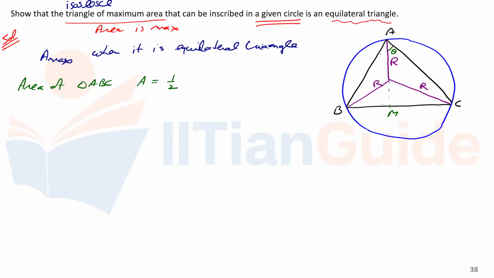This angle is theta by 2, so I can say this angle is also theta. In a circle, the angle made at the center is double the angle made at the vertex. So this angle is 2 theta, the total angle will be 4 theta, or I can say this angle will be 2 theta. Agree or not? Tell me.